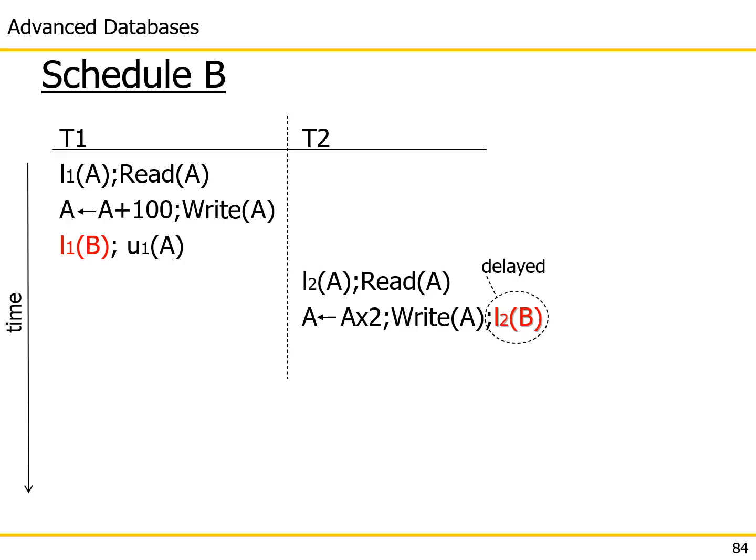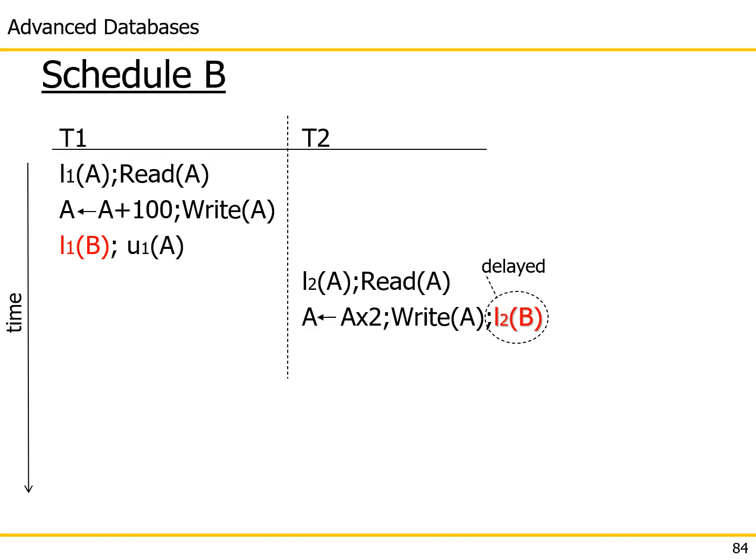We'll read A, multiplied by 2. We'll write A, and then it will request the lock on B. Now, what's actually going to happen here is that T1 already has the lock on B. Once the request for the lock on B arrives at the operating system, which is maintaining a table of locks, it will figure out that T1 already has the lock on B. So the request by T2 to get a lock on B will be denied.